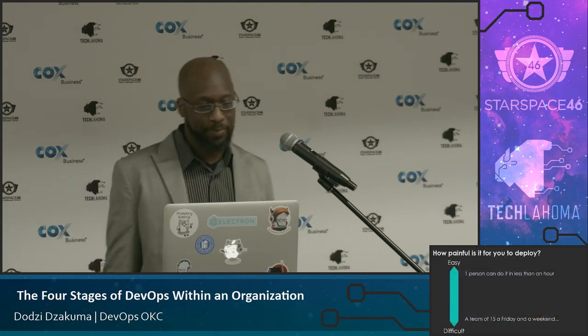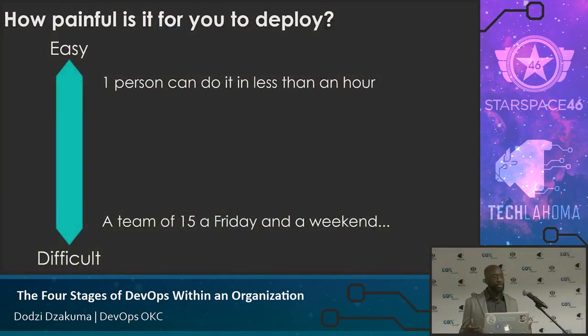So let's think about this. If we have a scale, how painful is it for you to deploy? Really easy? One person in your company can do it in less than an hour, deploy to the customer. That's the ideal system. One person pushes a button, all changes in production. However, difficult might be something where a team of 15 on a Friday and maybe a weekend, they can do a deploy by Monday morning, maybe, spending an all-nighter. If that's where you're at, then you really should be listening to this.